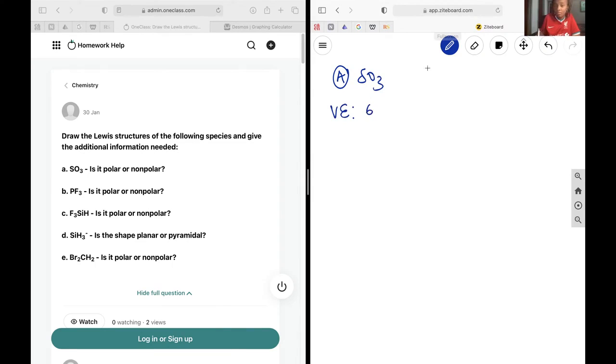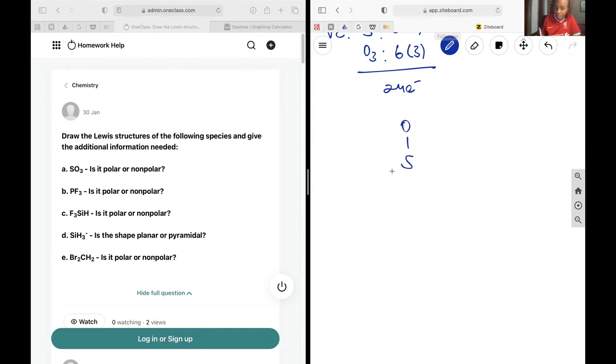I will have S and O3. So S will give me 6 per atom, and oxygen will give me 6 per atom. And so this will all add up to 24 electrons to distribute. Okay, so which one should I place as my central atom? I have 3 oxygens and 1 sulfur, and so it makes the most sense to place sulfur as the central atom.